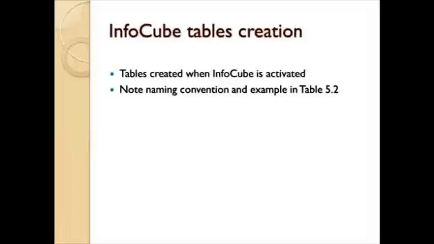The technical name of each dimension begins with the name of the InfoCube. In that example, table 5.2, the InfoCube is named BWSD_C01. So that's the name of the cube, and therefore the first dimension gets a number 1, and the second is 2, 3, 4, 5, and so on. Now notice that at the bottom, after 9, you have A, B, C, and D.